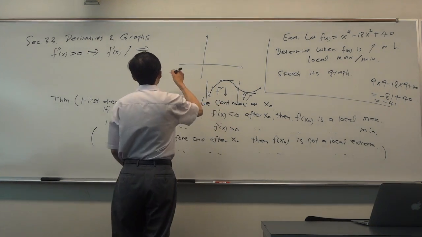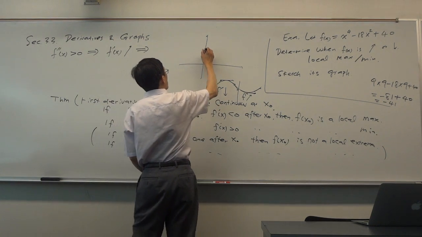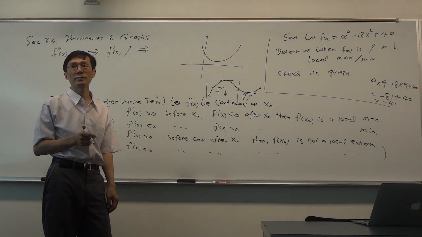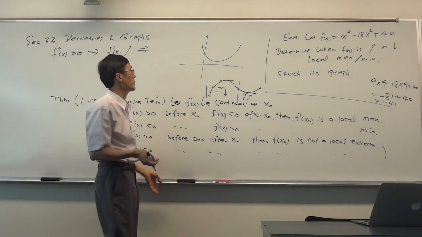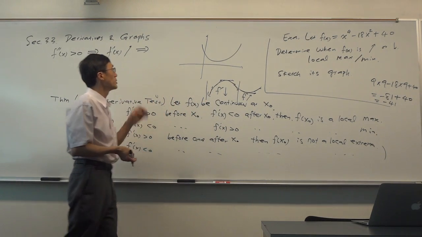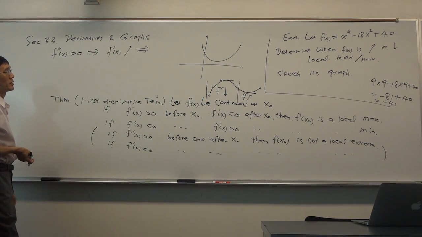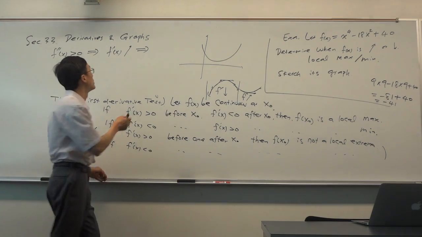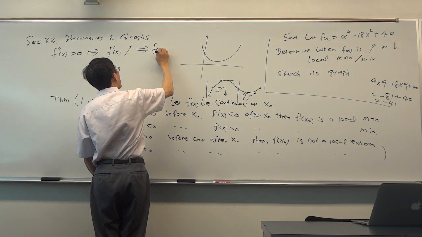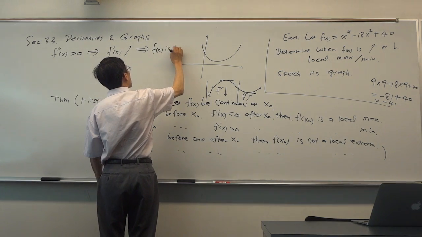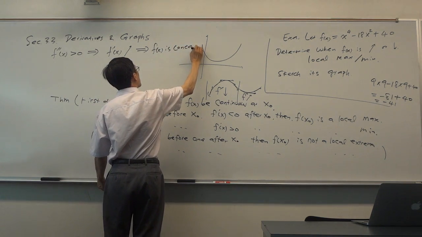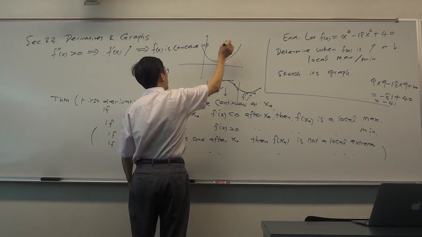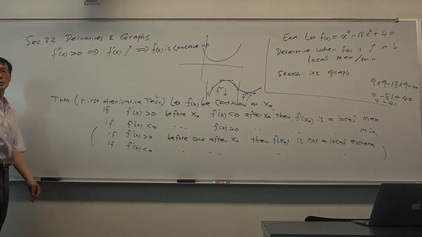So I'm going to draw a picture of the graph. It has to look like this. You can think about it as a smiling face rather than an angry face. People use the term concave up to describe that. So f(x) is concave up, and the graph looks like this.